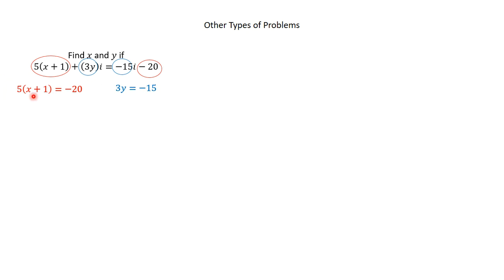All right, so over here to the real part, the red part, we can divide by 5. x plus 1 equals negative 4. Subtract 1. x equals negative 5. And then the imaginary part, 3y equals negative 15. So y also happens to equal negative 5, which is coincidental that they both equal the same thing. But notice how the problem looks pretty hard in the beginning, but just take the real parts together, the imaginary parts together, and these problems are super easy.